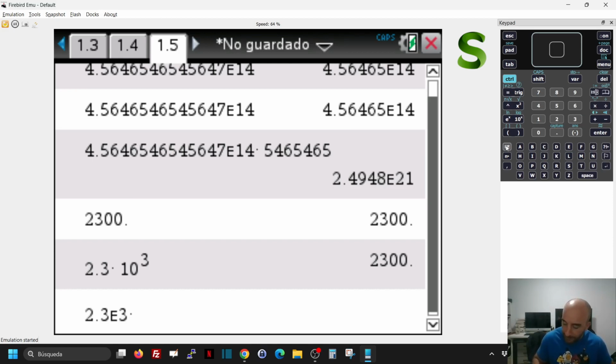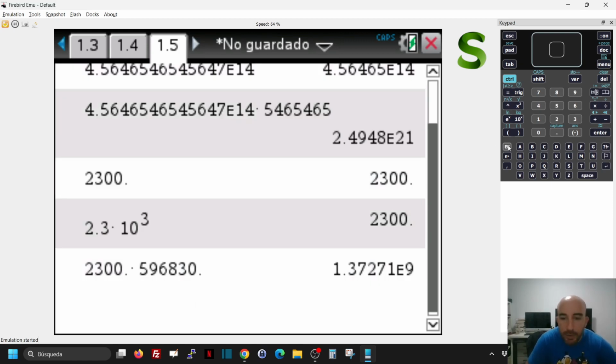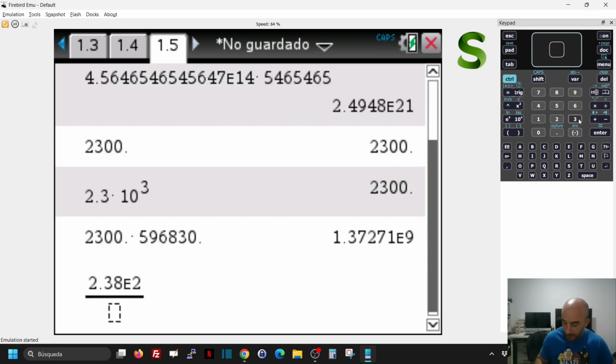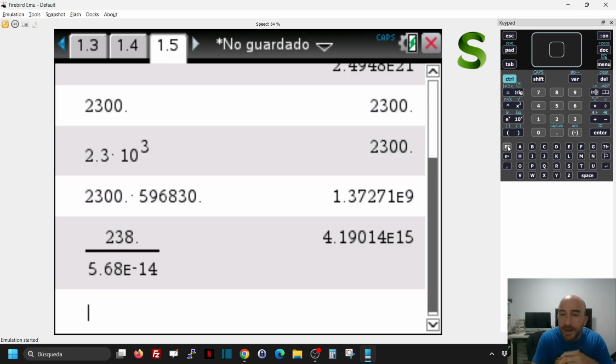So 2.3 times 10, which is the E to the power of 3, multiplied by 5968.3 times 10 to the power of 2, and that's how you operate on scientific notation. So I can get 2.38 times 10 to the power of 2 divided by 567 times 10 to the power of minus 16. And you see I get the scientific notation. So it's really easy, okay?